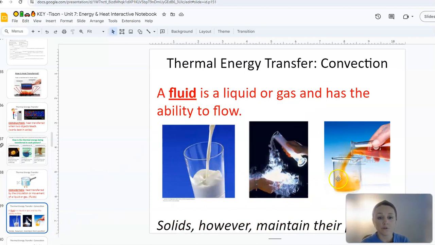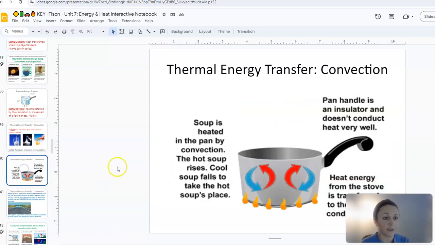All right, so thermal energy through convection, we've got three examples here. It can be a fluid. Remember, it can be a liquid or a gas. Anytime a liquid or gas is transferring heat and flowing, we call that convection. So the soup is heated by the pan in convection. The hot soup rises, the cool soup falls. That's why you usually have to stir it to increase that heat.